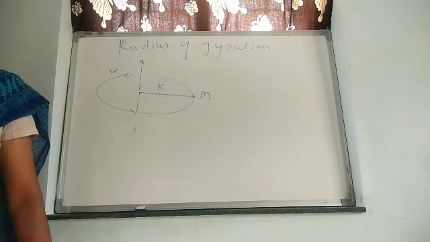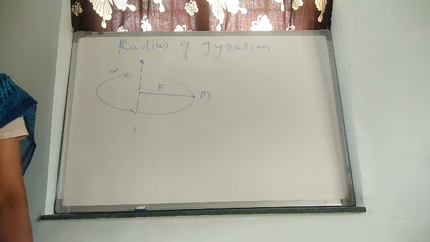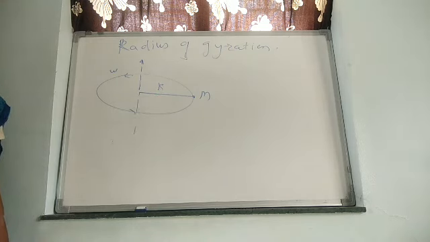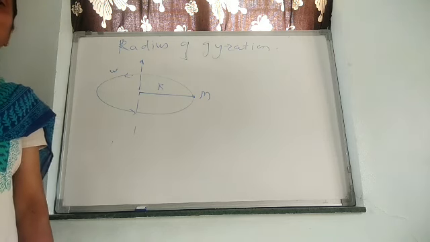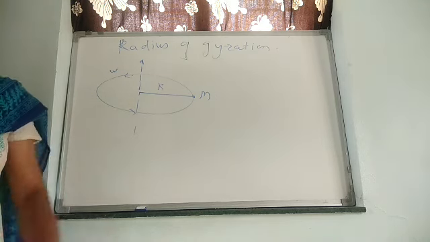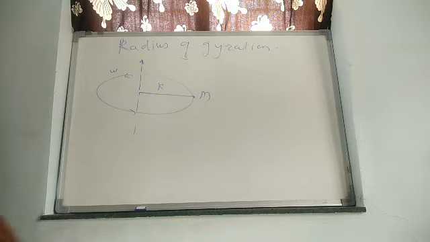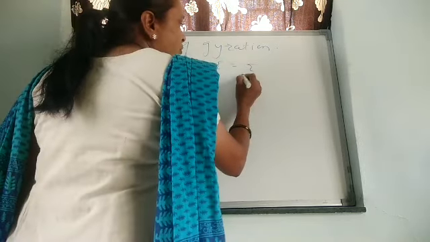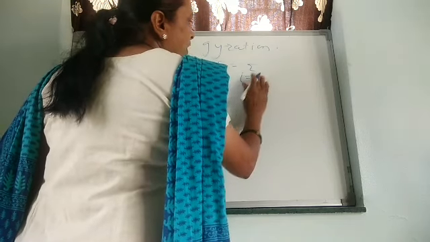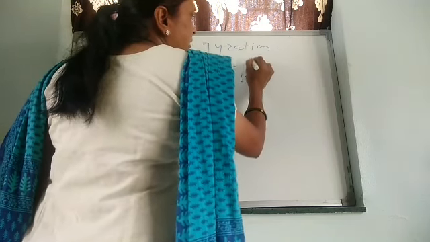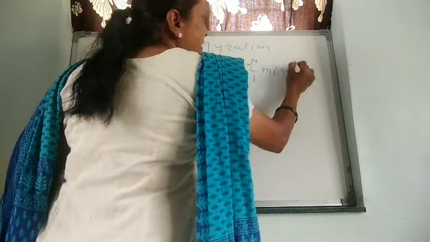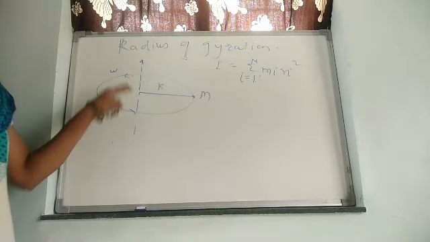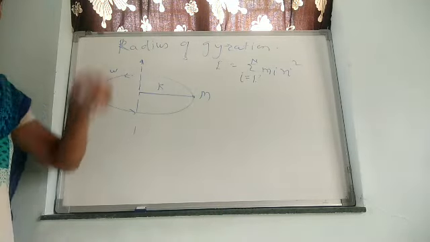Radius of gyration is nothing but the distribution of mass about the axis of rotation. That term is related to the distance from the axis of rotation. As we know, the moment of inertia I is equal to the summation, i goes from 1 to n, of m_i r_i square.